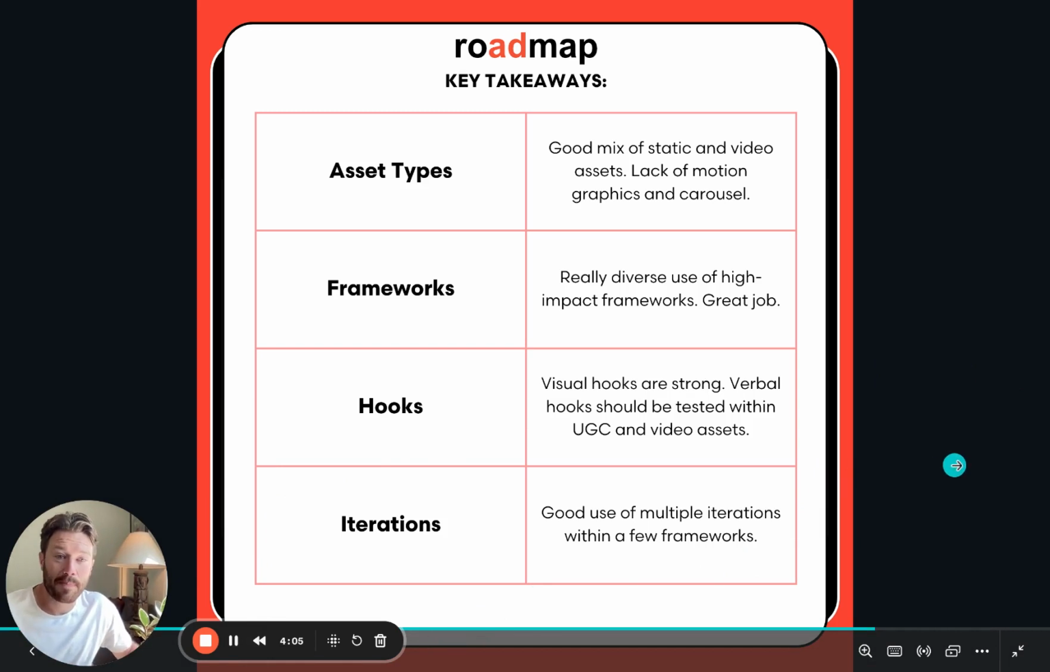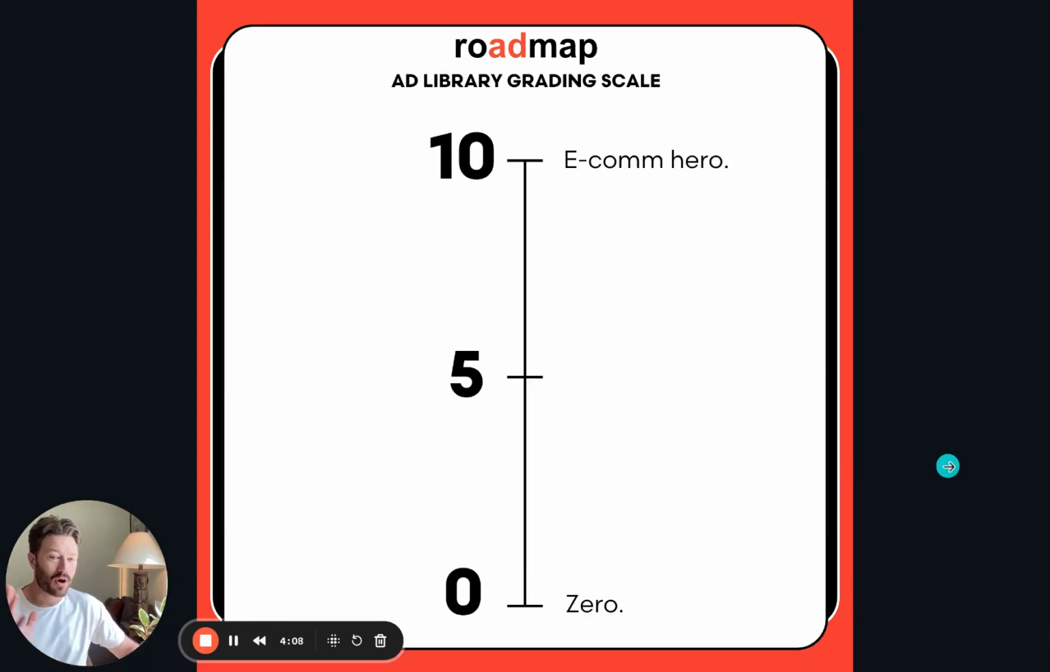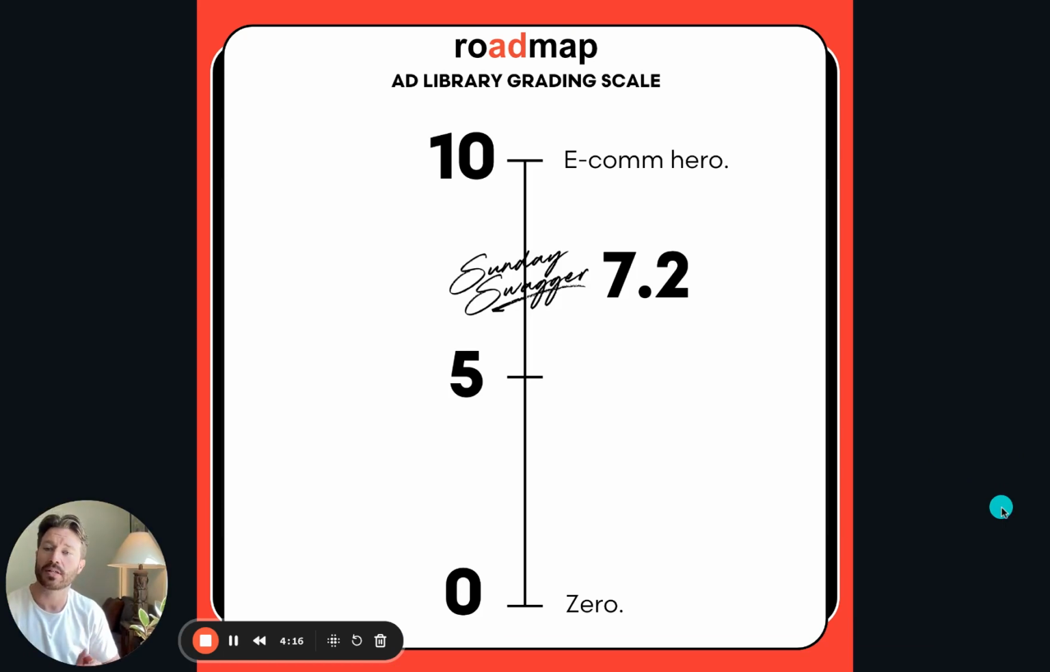So we all know what happens next. Let's look and rank Sunday Swagger from zero to ecom hero. Where do you think they stack up? Well, we think they stack up at a 7.2. This is a really good account. I think it's our 4th highest score so far. Really great use of frameworks, a little bit of room for opportunity in testing motion graphics for asset types, and then just a little bit of room for opportunity as well with iterations and hooks. Outside of that, really great job, Sunday Swagger.